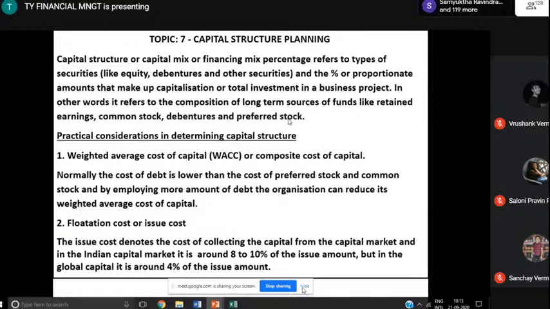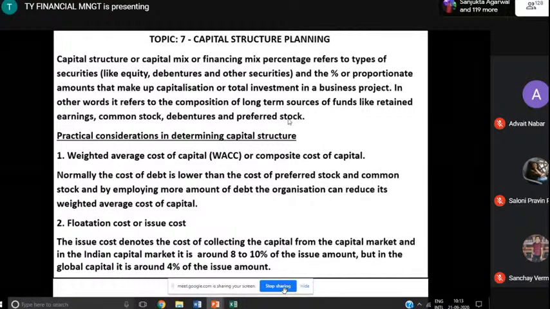Say you are financing a project, you are financing your hotel from how many sources? Four. Common stock is how much? 50%. Debentures is how much? 20%. Preferred stock is how much? 20%. Retained earnings is how much? 10%. Very, very clear now.